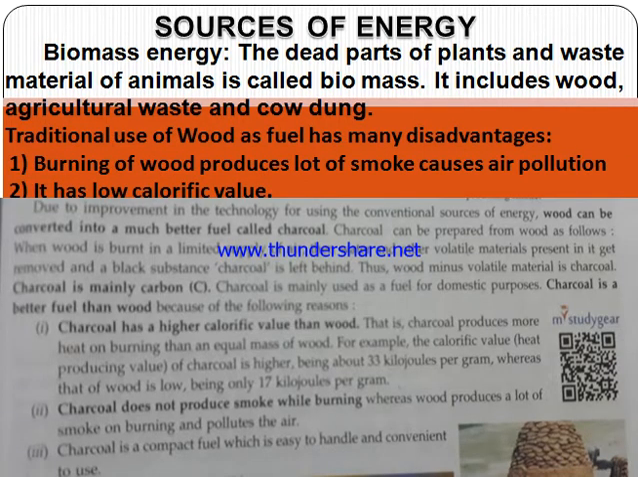Next is biomass energy. The dead parts of plants and waste material of animals is known as biomass. It includes wood, agriculture waste and cow dung. The traditional use of wood as fuel has many disadvantages because burning wood or dung cakes produces a lot of smoke and it has low calorific value.